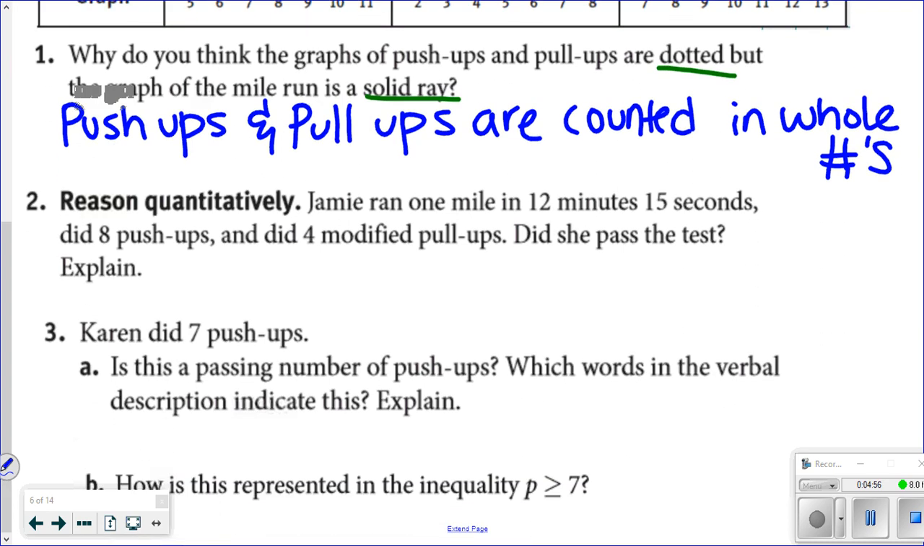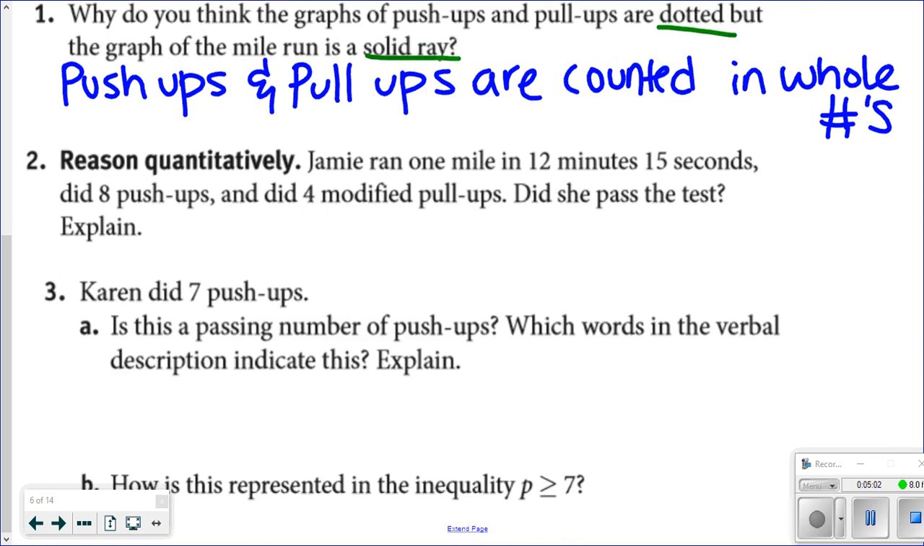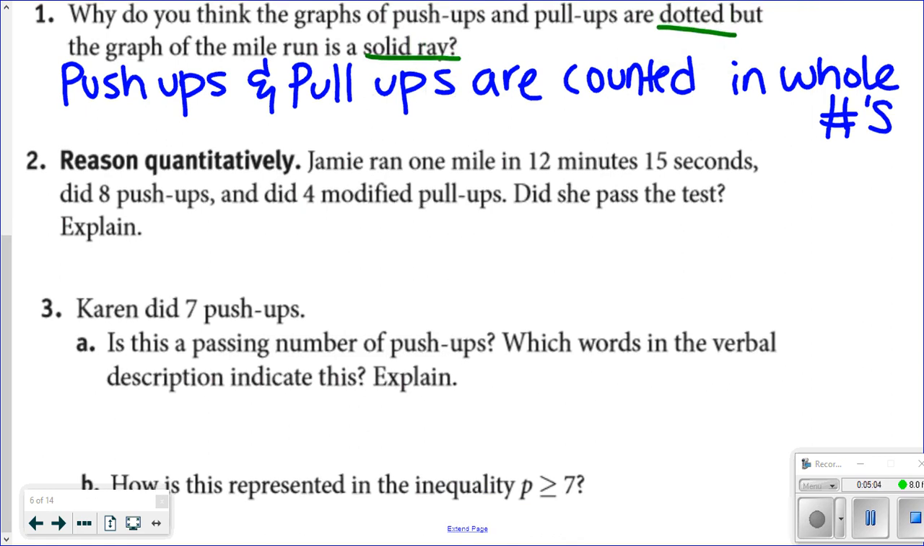Question 2, we're going to look at a specific student here. Her name is Jamie. Jamie ran 1 mile in 12 minutes and 15 seconds. She does 8 push-ups and 4 modified pull-ups. So think of the requirements up above in that first paragraph. Does she pass? Yes or no, and then explain.